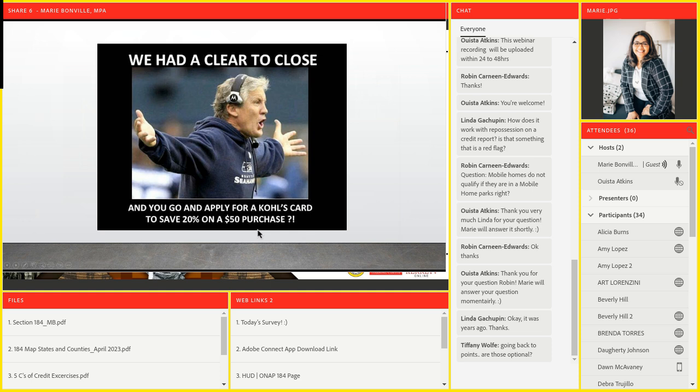There's a question in regards to points. So those are optional. But they may not always be an option for guaranteed loans. For example, FHA may allow it. I don't think Section 184 allows points because it already has other elements to it. But I guess that just depends on the lender.